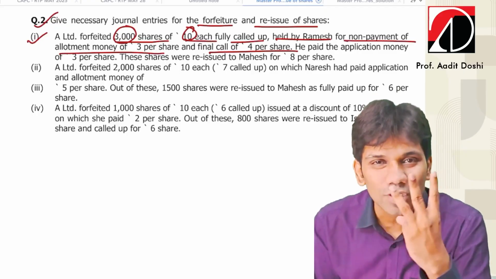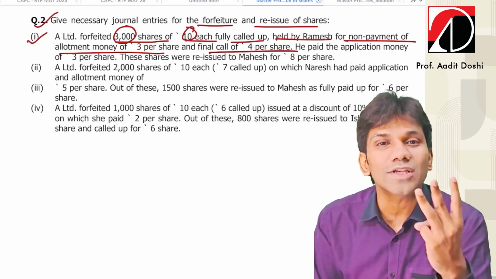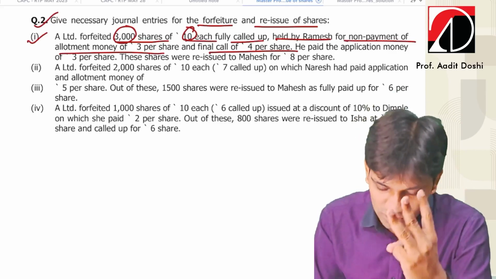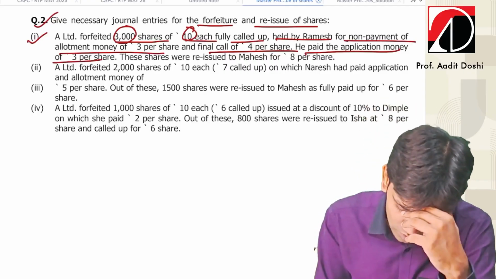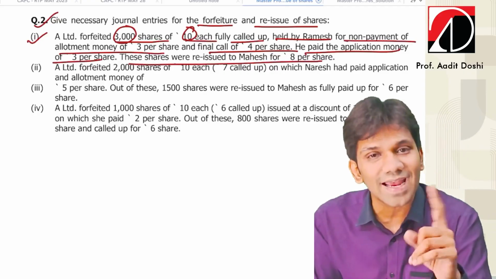10 में से 7 नहीं दिया तो कितना दिया? 3 रुपया. 3 rupees will go to share forfeiture account. He paid the application money of 3 per share. So this will go to share forfeiture account. These shares were reissued to Mahesh at 8%.